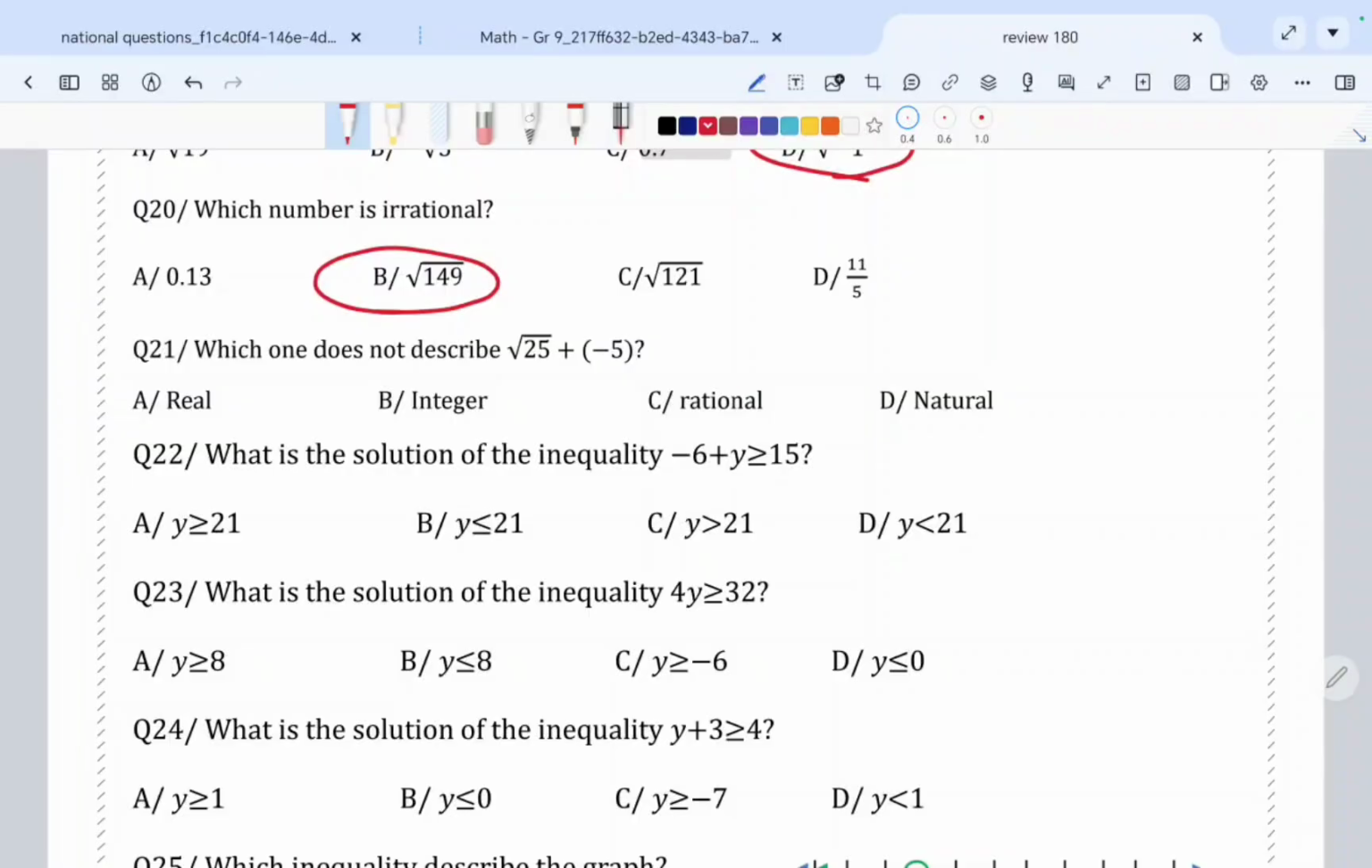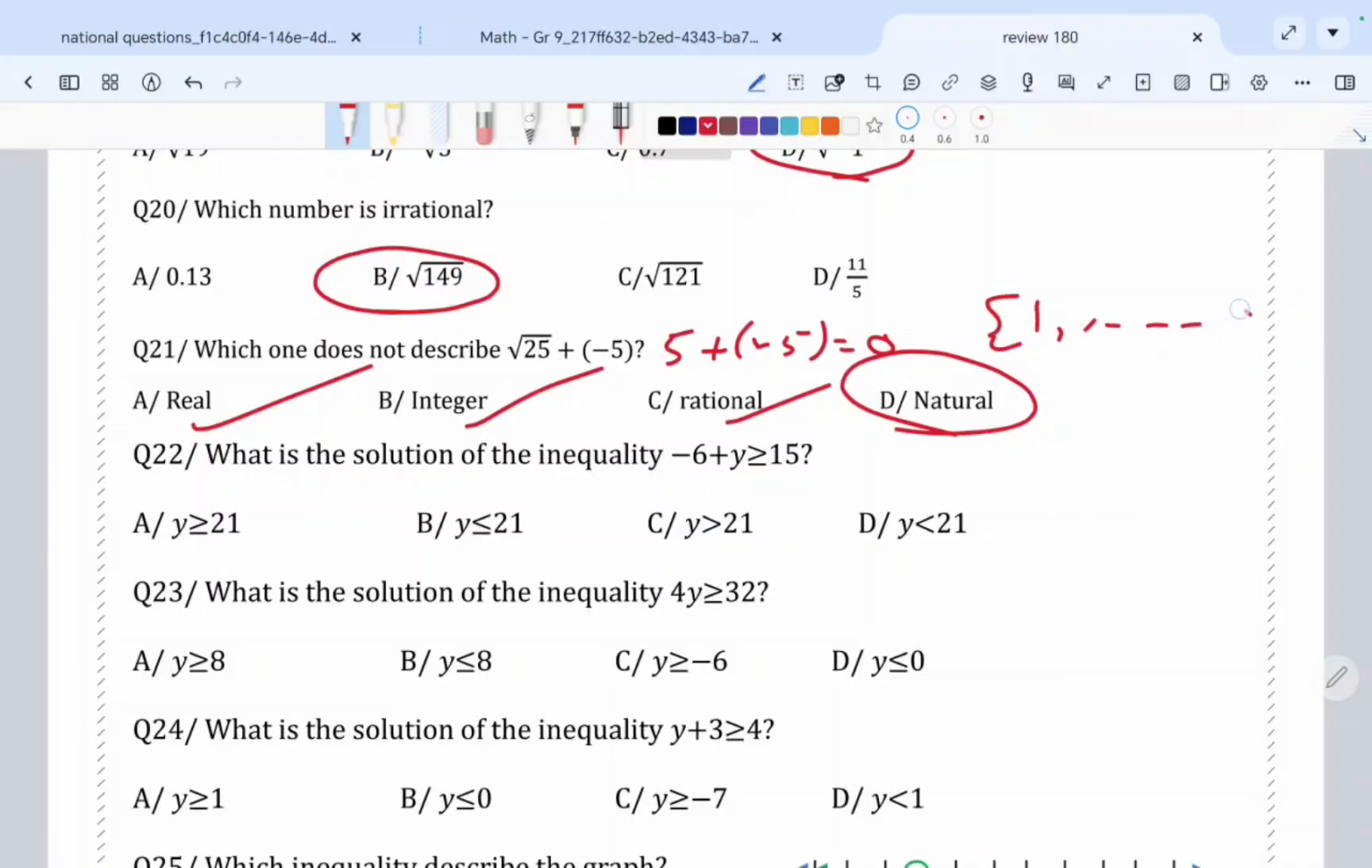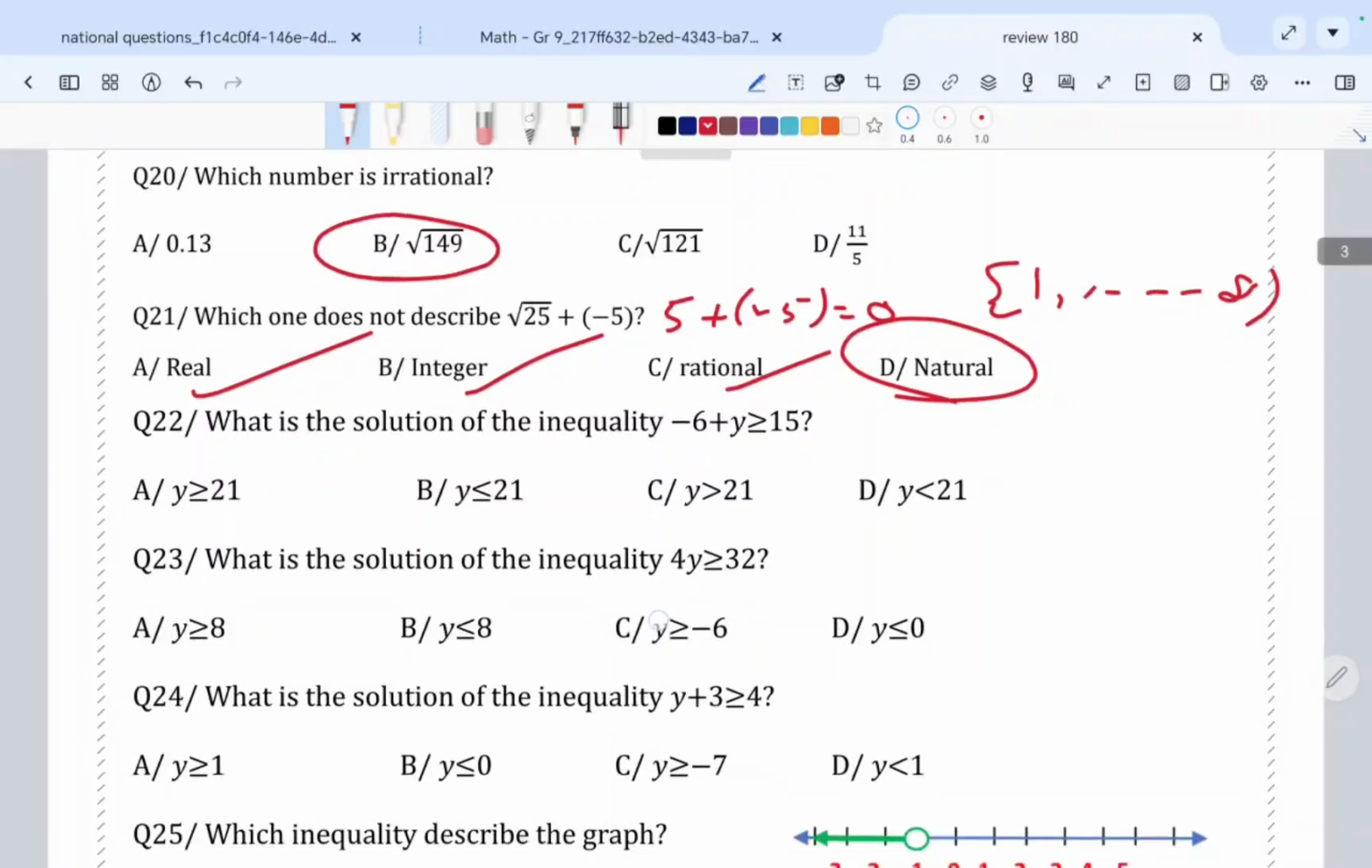Which one does not describe? Let's solve it. The square root of 25 is 5 plus negative 5, which equals 0. Is 0 included in the set of real numbers? Yes. Of integers? Yes. Of irrational? Yes. Of natural? No, because natural numbers start with 1 till infinity. Okay?